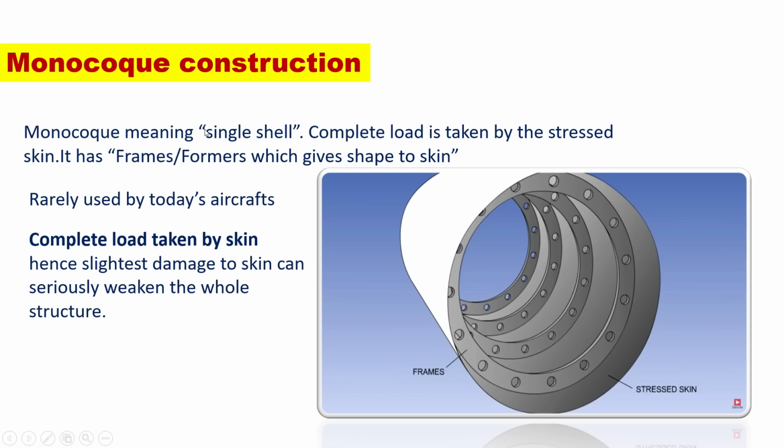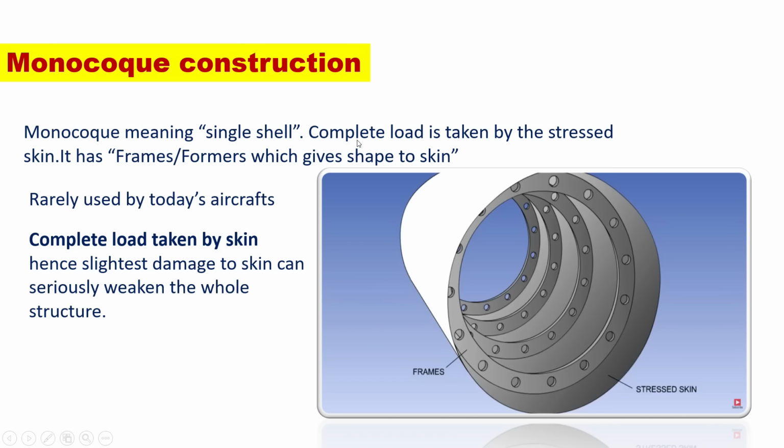Second is monocoque construction. Monocoque means single shell. A shell, as you know, is a hollow sphere. This is what monocoque is. Monocoque means a single shell. So this also looks like a shell, right? Which is hollow. So monocoque, single shell, and it is hollow, right?